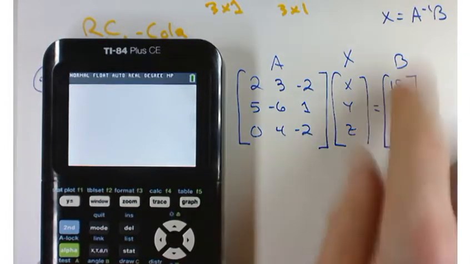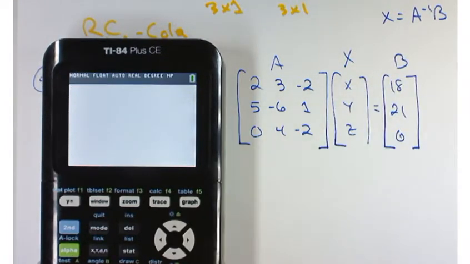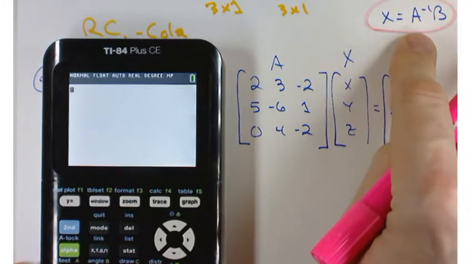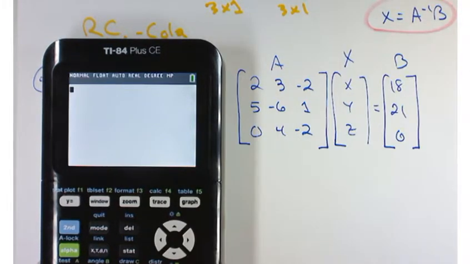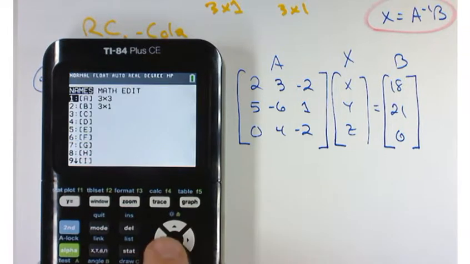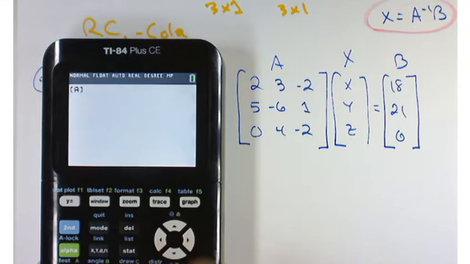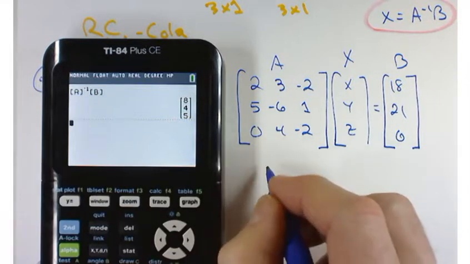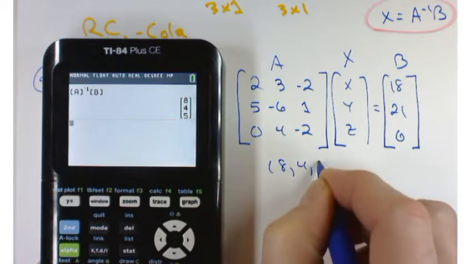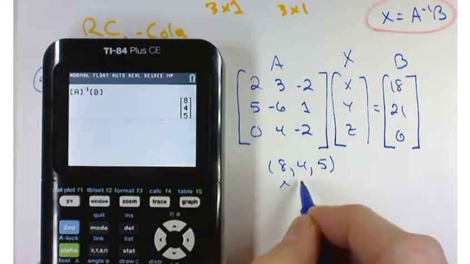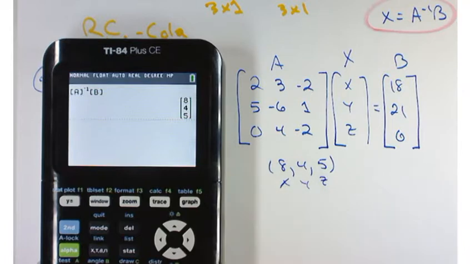To solve here, my solution is this part right here. A inverse times B. So that's what I need to calculate. Matrix A. So hit the matrix button, second and X inverse. Type in matrix A, then the inverse, followed by matrix B. You do not need that times there. Wow. There we go. So my solution is 8, 4, and 5 for X, Y, and Z.